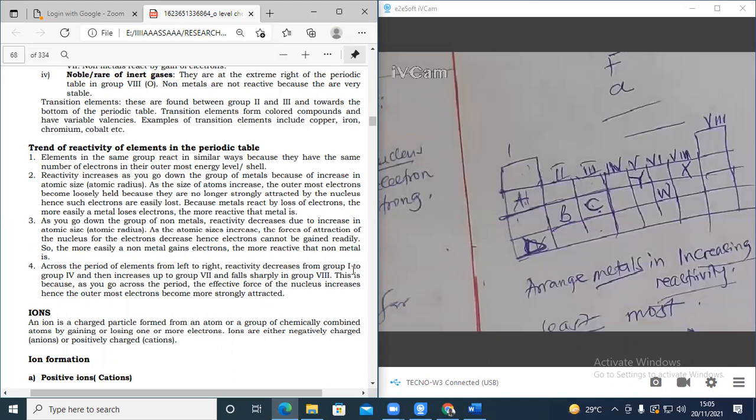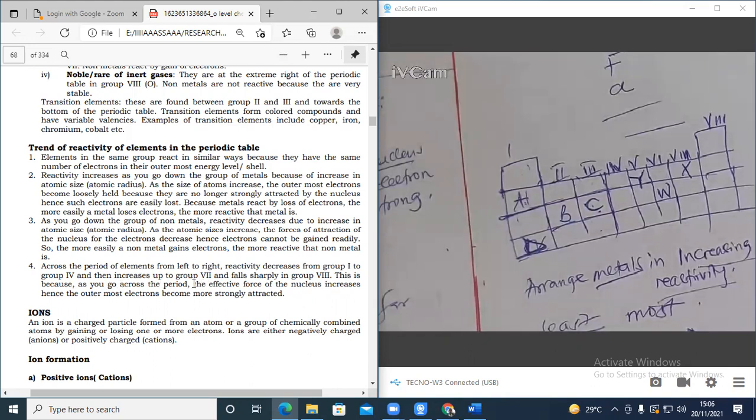It decreases from group 1 to group 4. We have seen that one: the metals of group 1 are more reactive than those of group 2, which are more reactive than those of group 3, because they have more electrons to throw than those ones in group 1.